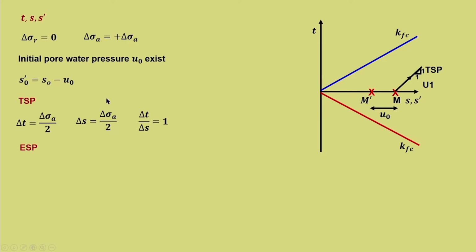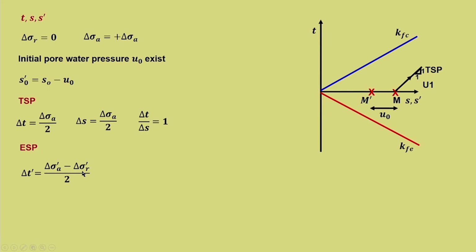Now, for the effective stress path we need to compute the pore water pressure expression, and that we have already seen. We have already got the pore water pressure expression. So, delta T dash. Now, we already know that delta T dash or delta T is equal to delta T, it is not getting influenced, but still in this particular case I am just representing it as dash only to make you understand. Okay. So, delta T dash is equal to delta sigma A dash minus delta sigma R dash by 2. Substituting, so delta sigma A minus delta U minus delta sigma R minus delta U by 2.